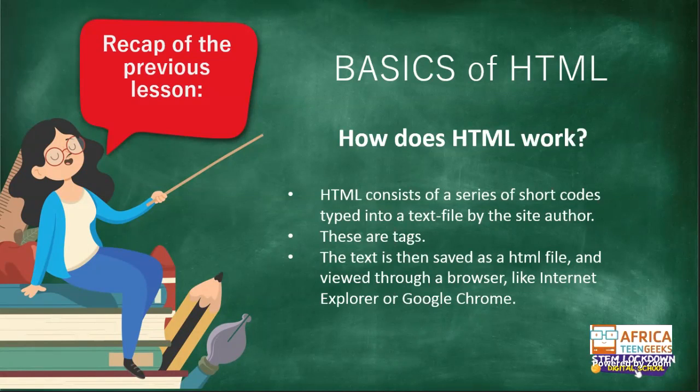Once we have created these tags, we put them in our HTML file. The text is then saved as an HTML file, and we can store it anywhere on our computer. We can store it on the desktop or in our documents. Generally, we want to create a file and place that file within a folder, and label that folder accordingly based on what our website content will be. Once we have created that file, we are able to open it in any browser like Internet Explorer or Google Chrome.